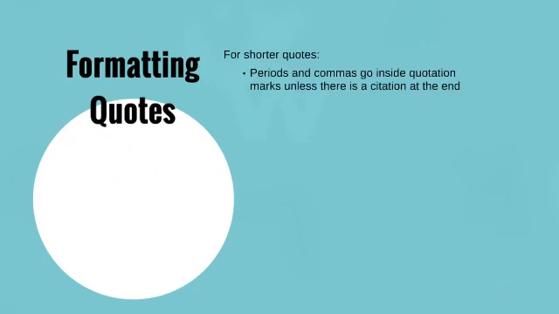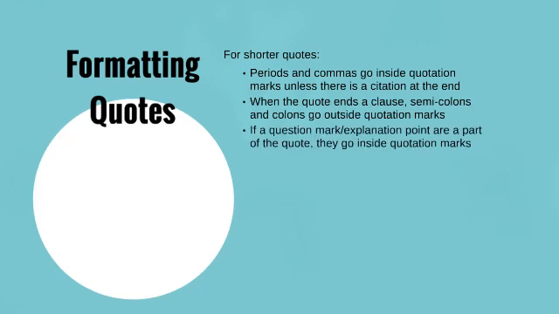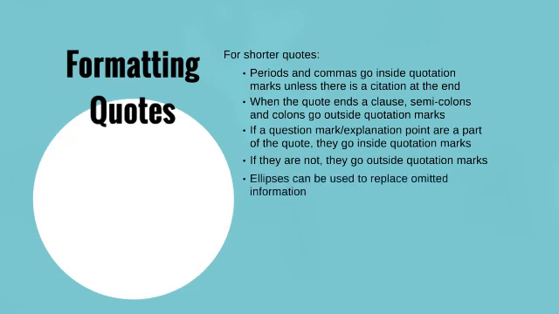Now onto formatting quotes. For shorter quotes, periods and commas go inside quotation marks unless there is a citation at the end, where they will go outside the parentheses. When the quote ends a clause, semicolons and colons go outside quotation marks. If a question mark or exclamation point are a part of the quote, they go inside quotation marks. If they are not and are simply a part of your text, they go outside the quotation marks.